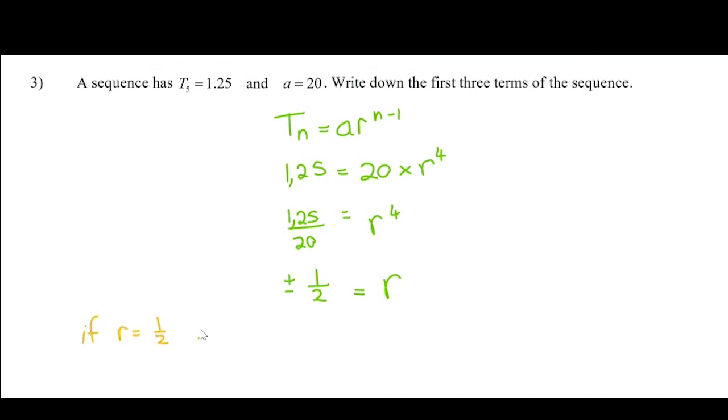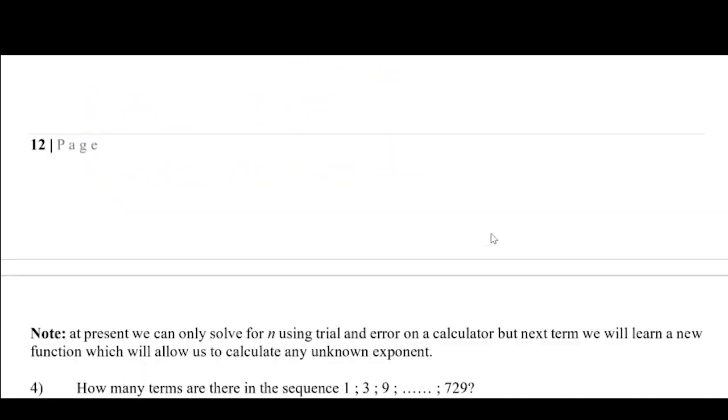then our first 3 terms are going to be 20. Half times 20 is 10. Half times 10, or 10 times a half, 5. Right. However, if R is minus a half, then our first 3 terms are going to be 20, negative 10, positive 5. So there are 2 possible solutions to that one. Okay.